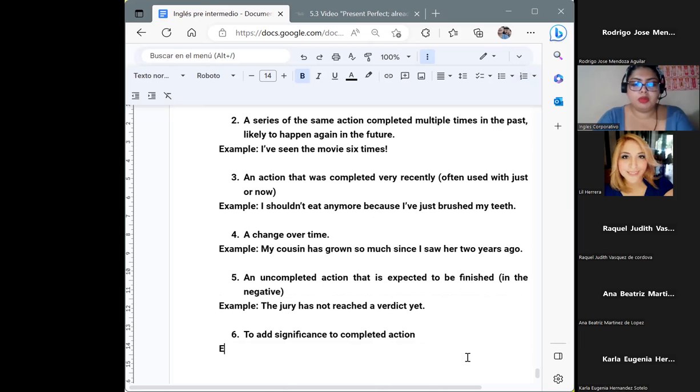And we have the example. Macbeth has killed the king. This is part of the Macbeth. It's a very good story. Es una historia muy buena esta de Macbeth. Macbeth has killed the king.